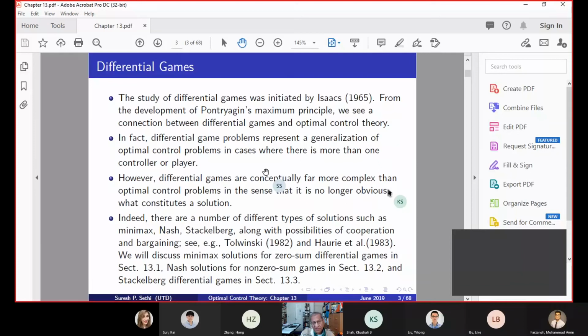And the history of this actually goes all the way back to Rufus Isaacs in 1965, who was working at Rand Corporation at the time, and he wrote certain notes. Many of his papers are not published, but mostly his notes are the famous ones, and that is the origination of differential games. Pontryagin developed his principle in 1958, 59, so it was about the same time. One finds a connection between what Rufus Isaacs did and what Pontryagin did, and so there's a connection between differential games and optimal control theory.